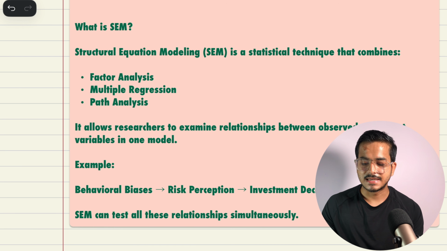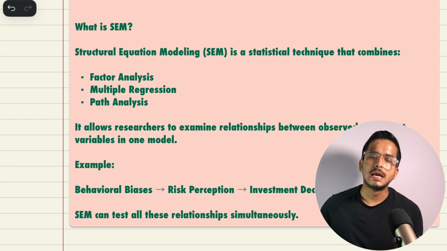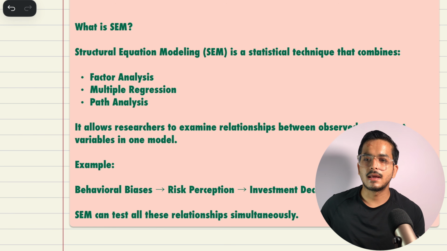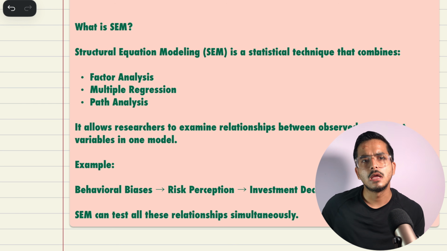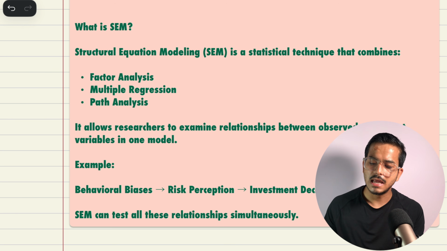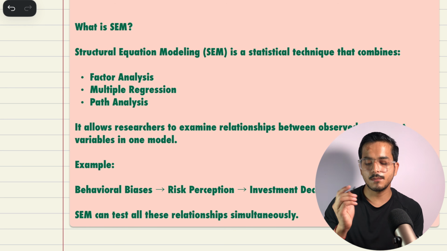What is SEM? SEM is structural equation modeling, a statistical technique that combines factor analysis, multiple regression, and path analysis. As I told you, if it is simple descriptive statistics, then we go for Excel, or if it is a little more complex, then we go for SPSS. But if things are more complex, there are more variables involved, and intervening variables including mediating and moderating, then we go for SEM, and we'll now be deciding whether to go for CB-SEM or PLS-SEM.